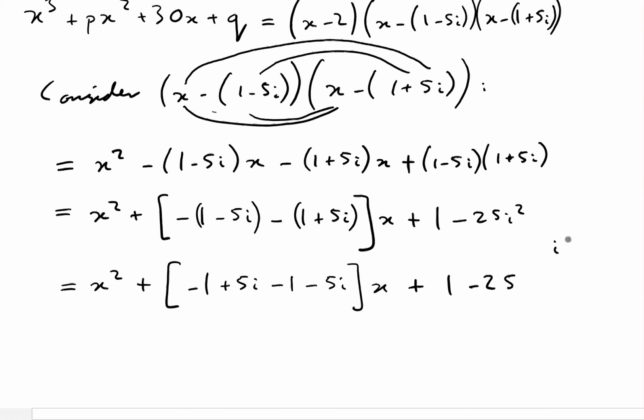Remember that i squared is the same as the square root of negative 1 all squared, because the i is of course just the square root of negative 1, so that's going to give you negative 1 because you're square rooting then squaring immediately, so i squared is just going to give you negative 1.